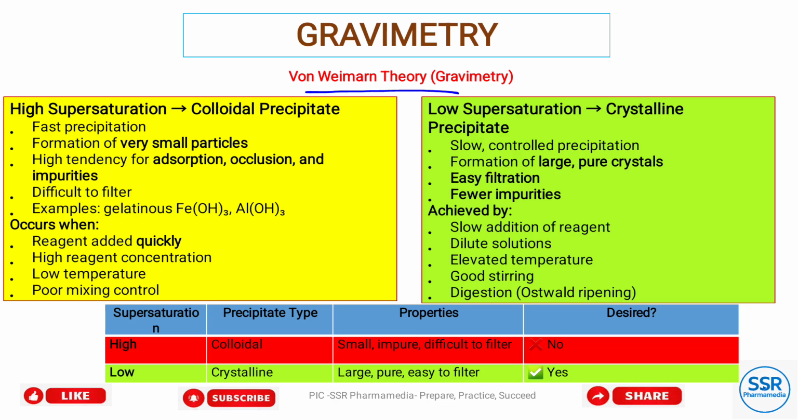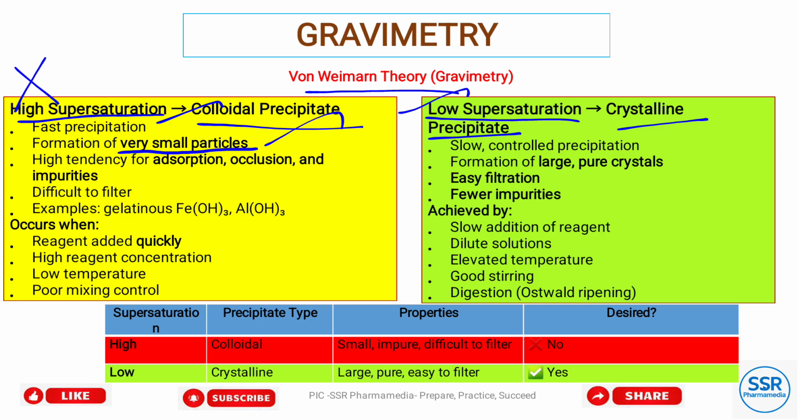In von Weimarn's theory, high supersaturation leads to colloidal precipitate, and low supersaturation leads to crystalline precipitate. So we require only low supersaturation. We do not require high supersaturation. If high supersaturation takes place, fast precipitation may occur, with formation of very small particles.